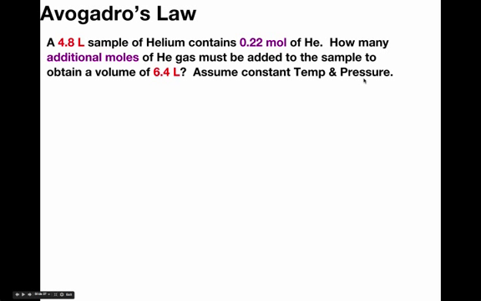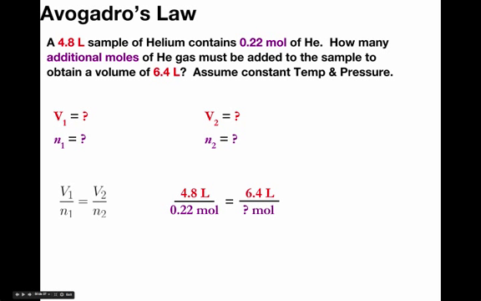So to do this, we need Avogadro's law, we need the formula, and we need to know the pieces of the formula. We need to know what V1 is. V1 is 4.8 liters. We need to know what N1 is. N1 is 0.22 moles. We need to know V2, which is 6.4 liters, and we're trying to figure out N2. So there's the formula for Avogadro's law, and we basically plug in all of the relevant numbers, and it turns out to be 4.8 liters, which is V1, divided by 0.22 moles, which is N1, is equal to 6.4 liters, divided by we don't know how many moles.